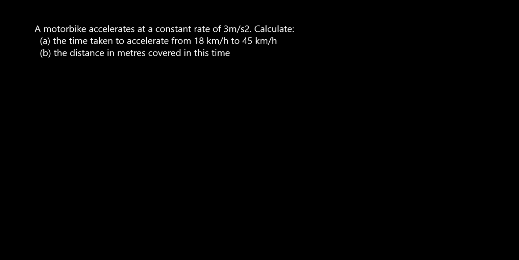A motorbike accelerates at a constant rate of 3 meters per second squared. Calculate the time taken to accelerate from 18 to 45 kilometers per hour.